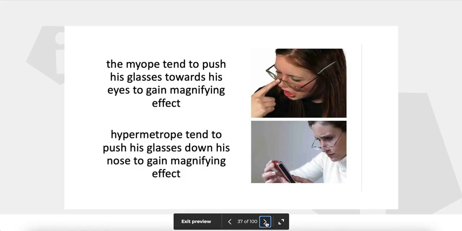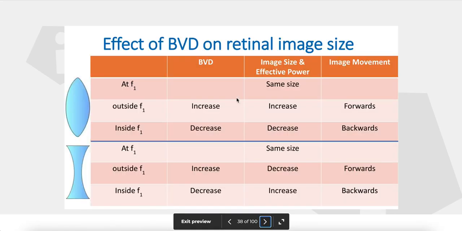Okay, this concept is very important for you to grasp and understand, because if you understand it well, you will do better for many questions in this style. The myopes will push their glasses toward their eyes to gain a magnifying effect, and on the other hand, the hypermetropes, like the presbyopes, move the glasses down their noses in order to gain a magnifying effect. So why does this happen?